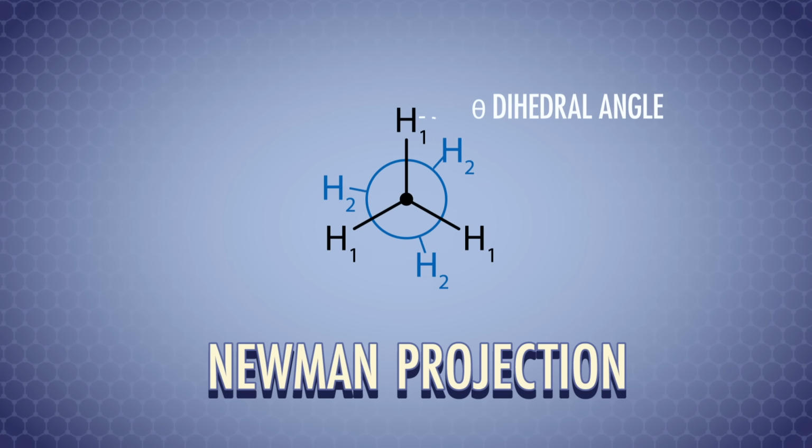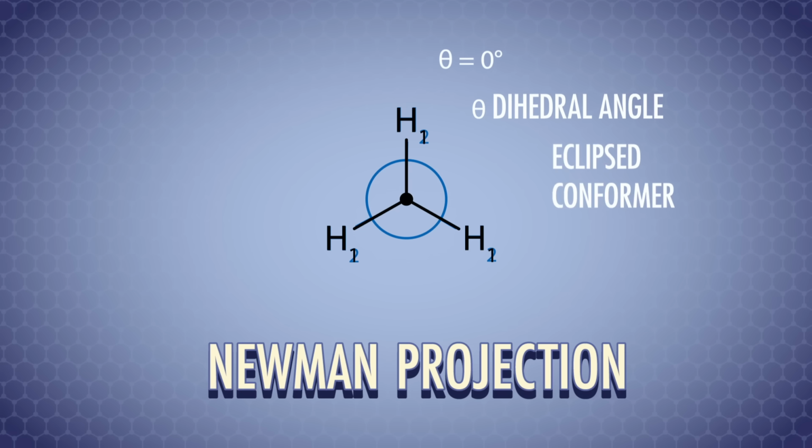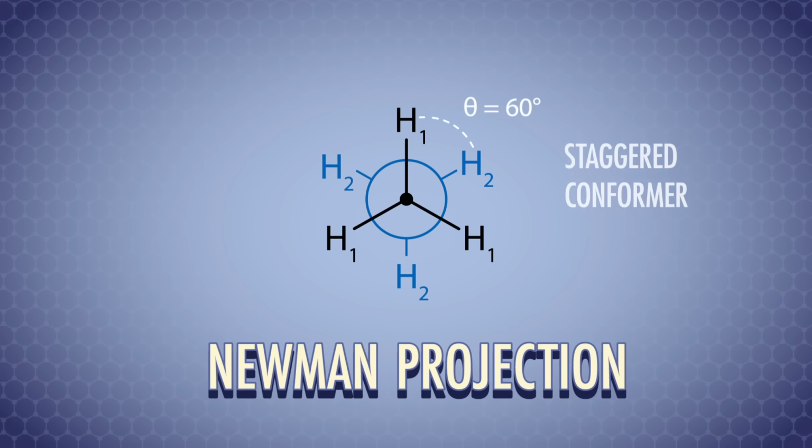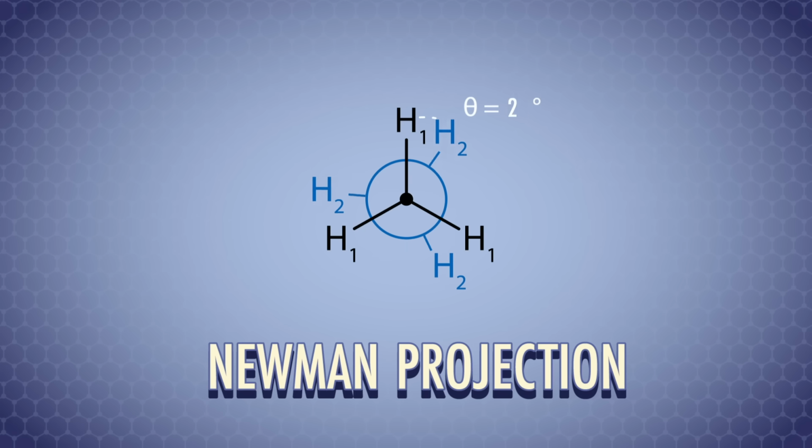If the angle between H1 and H2 is 0 degrees, so they're perfectly lined up, it's called an eclipsed conformer. It's kind of like a solar eclipse when the sun is completely blocked by the moon. The back hydrogens are blocked by the front hydrogens. If the angle between H1 and H2 is 60 degrees, that's the furthest they can get from each other, and it's called a staggered conformer. Any other angle between 0 and 60 degrees is a skew conformer.